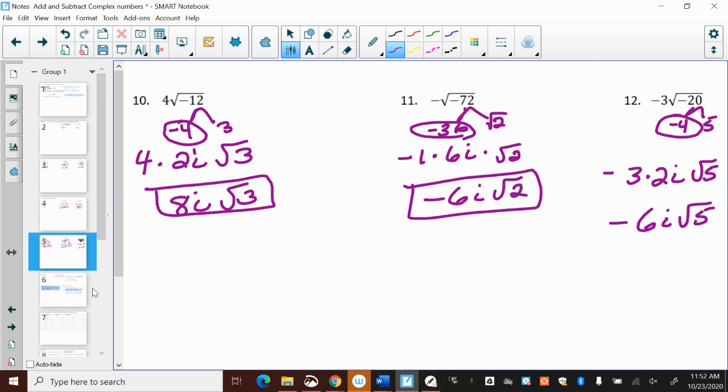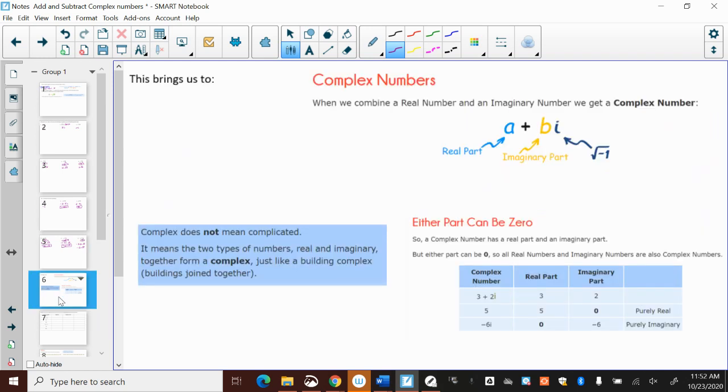Okay, so that's simplifying the radicals with the i's, which brings us to our complex numbers. And complex numbers just have two parts to it. It has a real part here in blue, and then an imaginary part, the bi, i again representing the square root of -1. Complex does not mean complicated. It just means there's a real part and then there's an imaginary part.